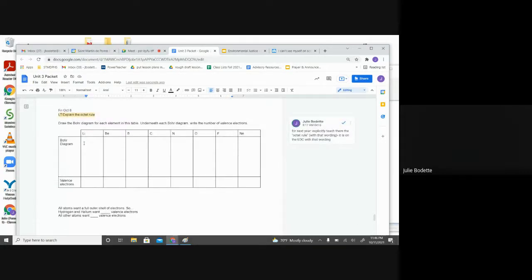Okay, so we're going to practice drawing some Bohr diagrams, and I want you guys to follow along and pause the video and try to draw these for yourself. Okay, so go ahead and pause the video right now. Try and draw each of these Bohr diagrams for yourself.